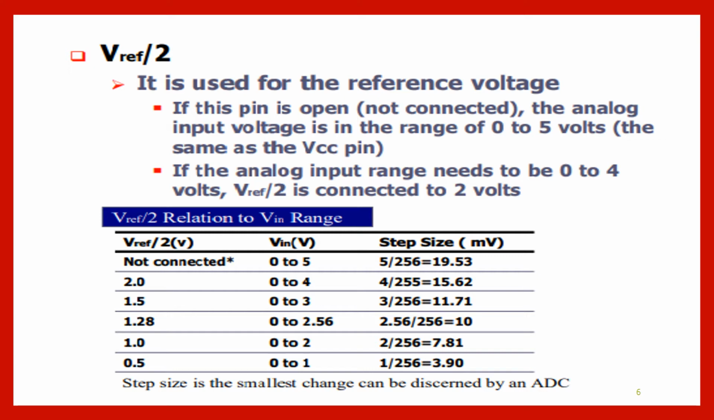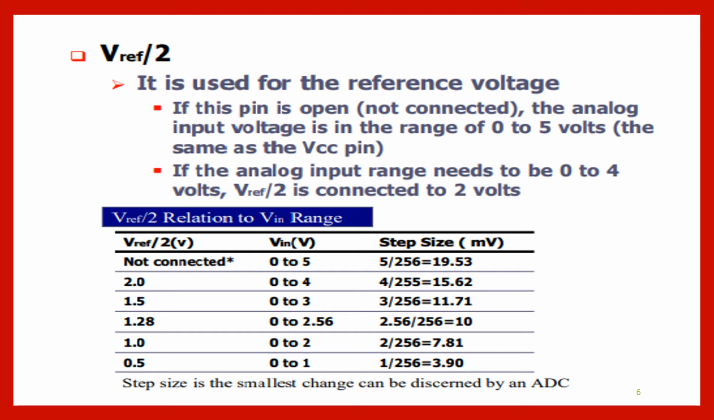If it is 1.5, V reference by 2 is nothing but V in in the 0 to 3 volt range. So 3 divided by 256, 11.71 millivolt, is the step size. If it is 0 to 2.56 V in, then step size is 2.56 divided by 256, which is 10 millivolt, and appropriately V reference by 2 is 1.28.